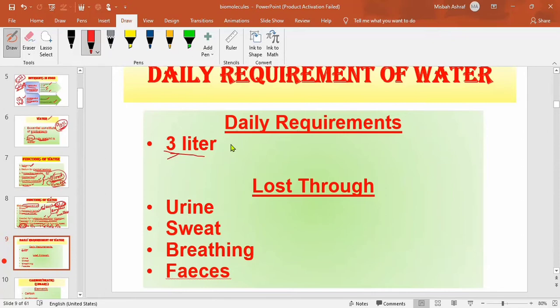So this requirement varies. The average is a 3 liter requirement, and excess extra water in your body is removed through urine, sweat, and breathing. In breathing, it's removed during exhalation.